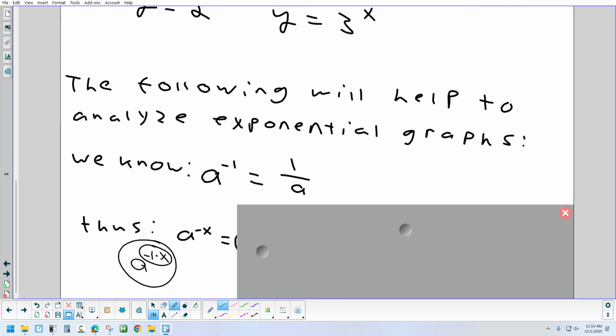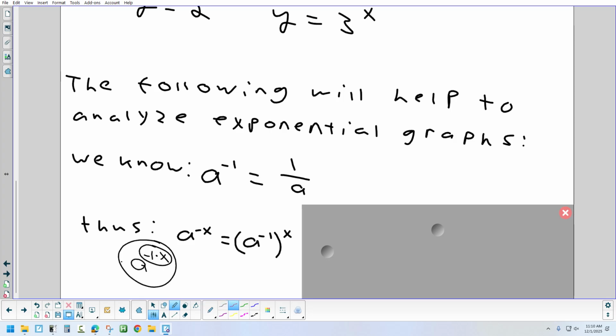How could you think of that like I did on the previous page? Instead of a to the negative 1 times x, what would it have been before that step to get that? Yep. Would it have been a to the negative first in parentheses to the x? Yeah. It would have had to have been a to the negative first to the x. It would have been a power to a power.